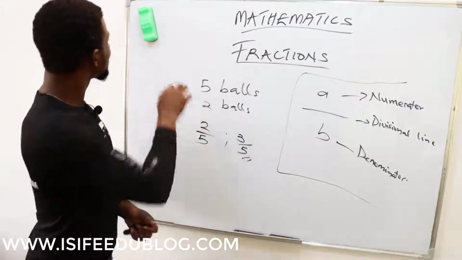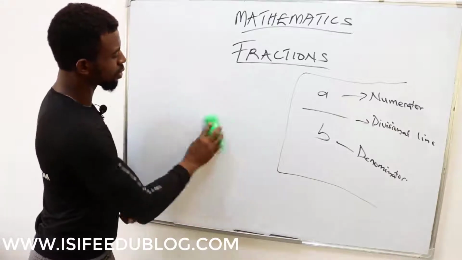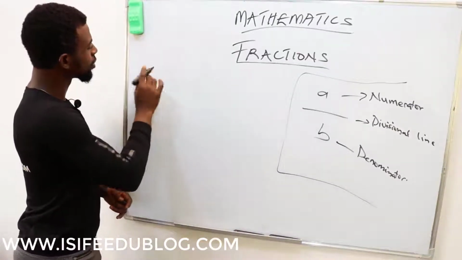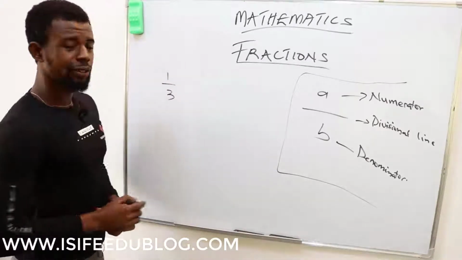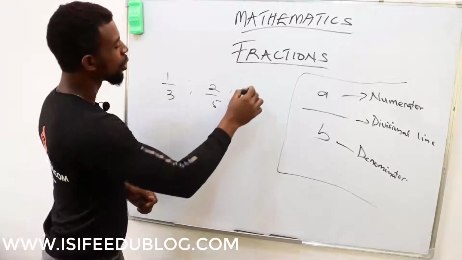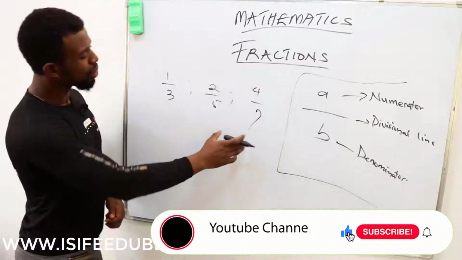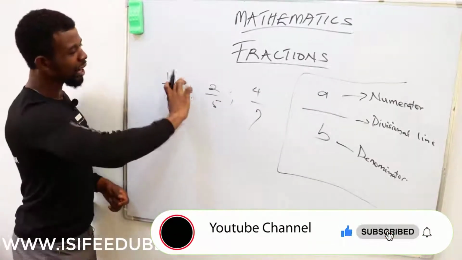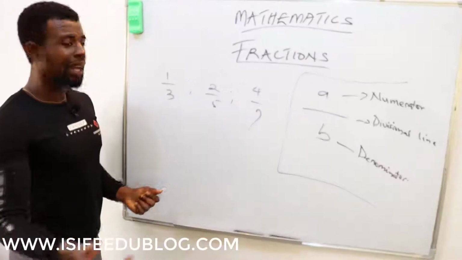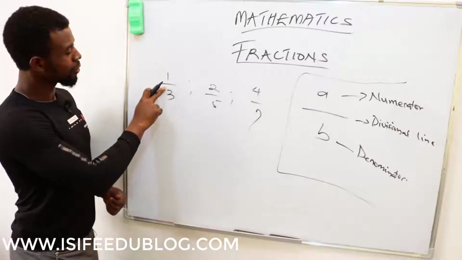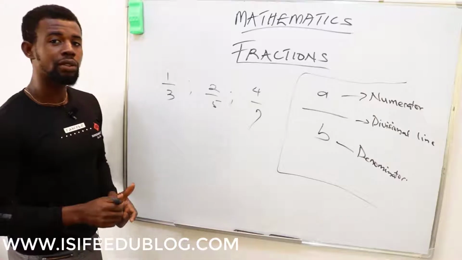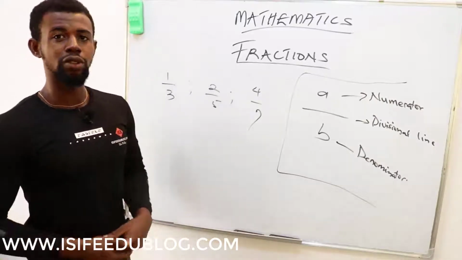Alright? So let's take a look at examples of fractions. We have 1 over 3, it is a fraction. We have 2 over 5, it is a fraction. We have 4 over 7. Now these are fractions. If you look at these and look at what we have on the right hand side of our board, they look alike. I have my divisional line, I have a number above my divisional line, and I have a number below my divisional line. Now that is a fraction for you.